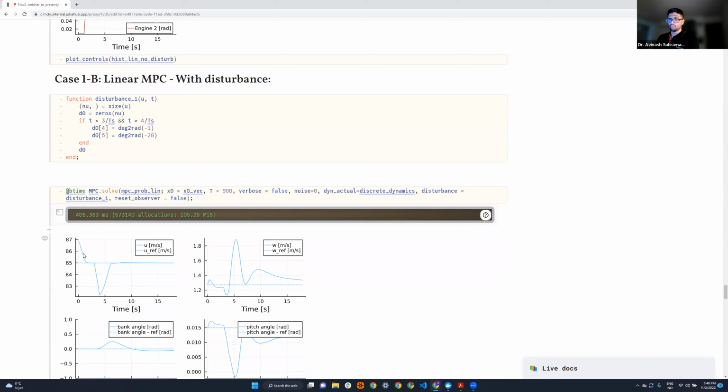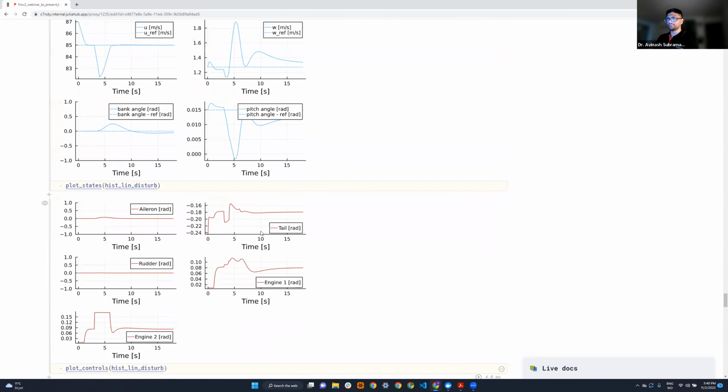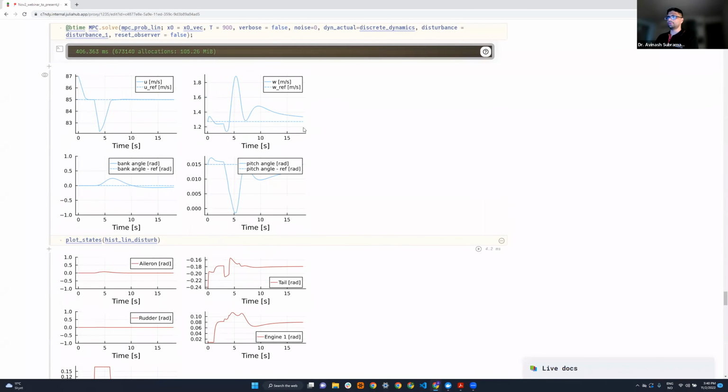So we see that we had settled in until the 3rd second when the disturbance hits, and the optimizer would provide us a series of control inputs that allows recovery to the trim state.